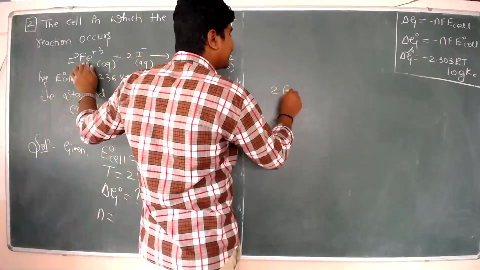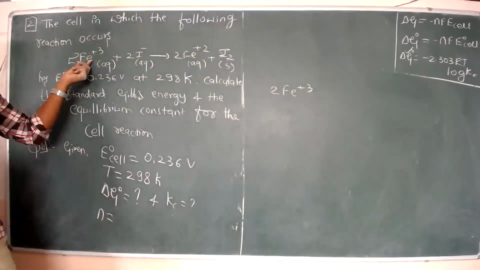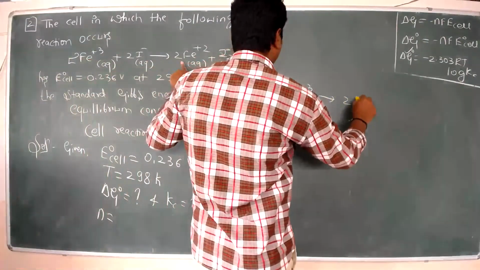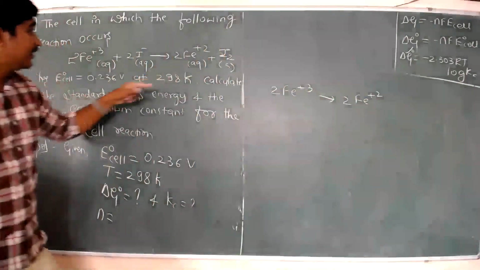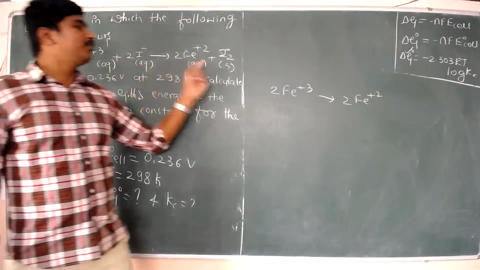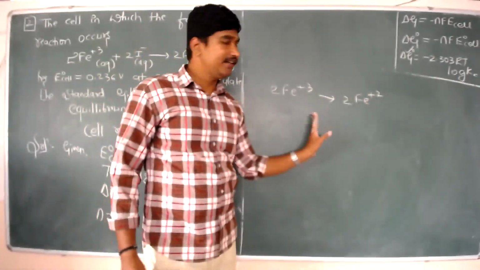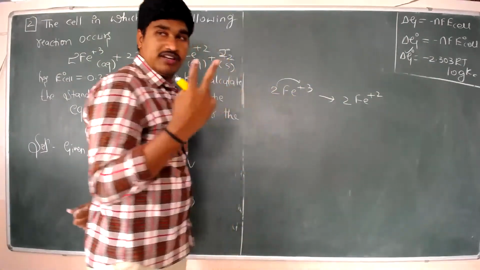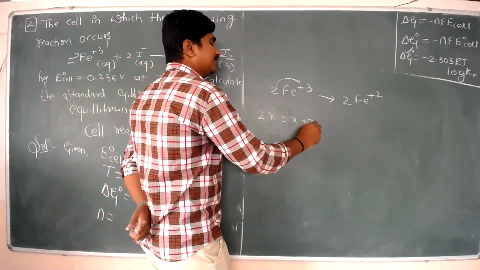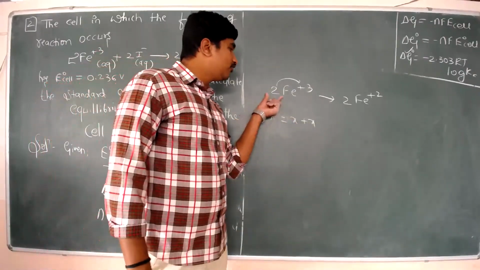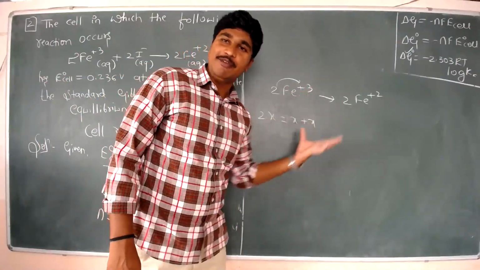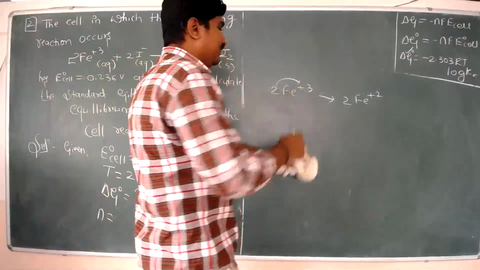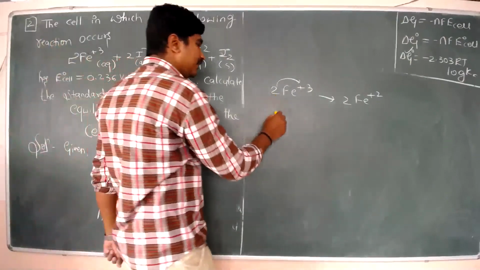How many Fe ions are there in the reactant? 2 Fe plus 3 in the reactant, and in the product 2 Fe plus 2. I am selecting only one. Now, what will be the total charge? 1 Fe has charge plus 3, and there are 2 Fe. 2x can be written as x plus x, so 2 Fe plus 3 can be written as Fe plus 3 plus Fe plus 3. The total charge is plus 6.